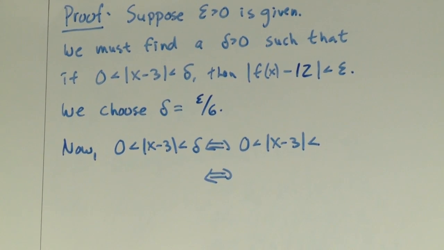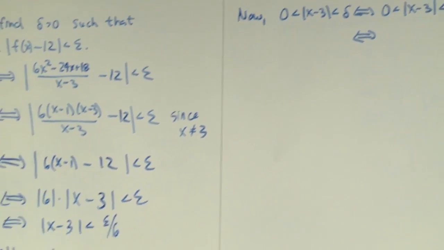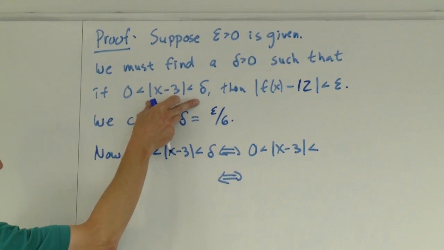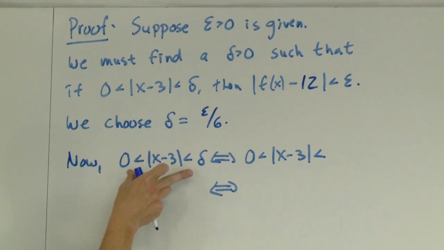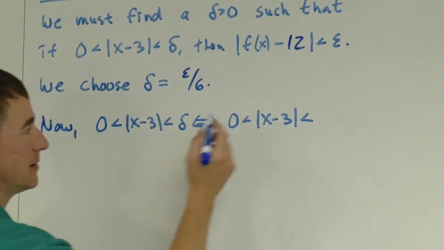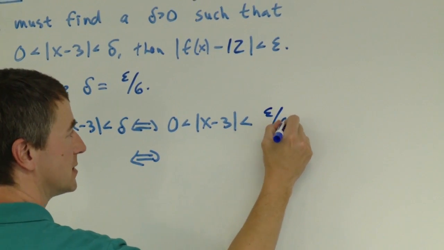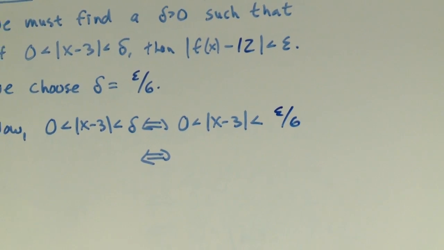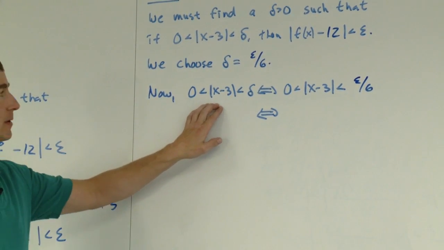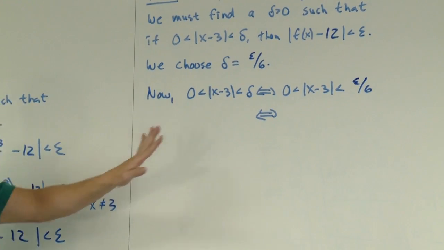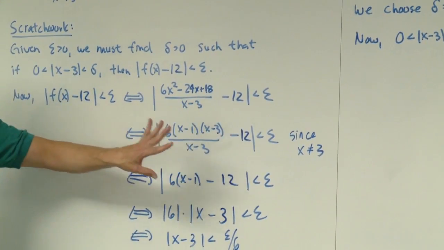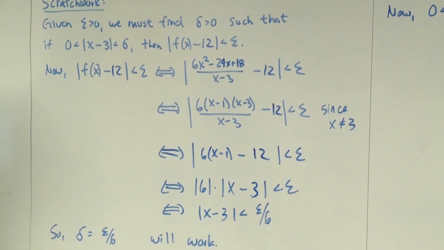The person who's reading the proof is very impressed with us, because how on earth did we know that? So we're trying to prove a statement, again, of the form if P, then Q. So we start by assuming the P part. 0 less than absolute value of x minus 3 less than delta. Delta is just epsilon over 6 for us. And we're going to keep this 0 as long as we need it. This 0 is preventing x from equaling what number? 3. So until we use this point here, where we multiply by x minus 3 over x minus 3, we need to keep that 0 along with us.